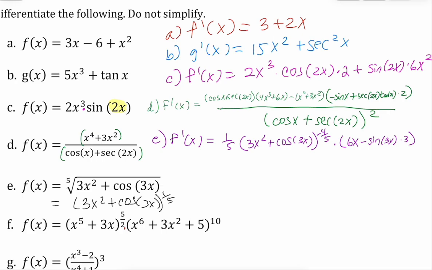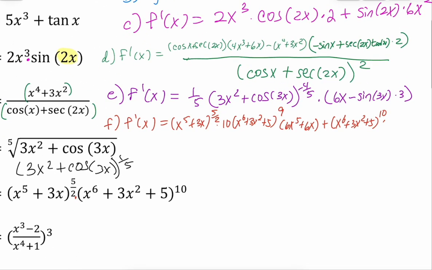So F, I'm going to write it as the first, leave it alone, times the derivative of the second. Now that's a chain rule. The 10's going to drop down in front. The stuff stays there. Power goes down by 1 times the derivative of the stuff. So 6x to the 5th plus 6x plus the second times the derivative of the first.